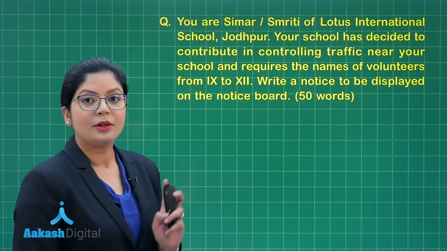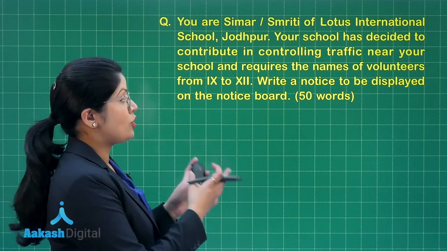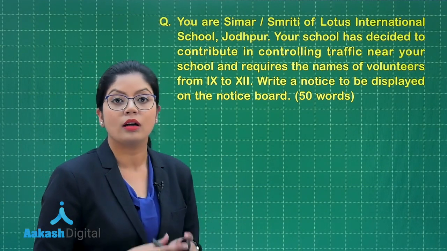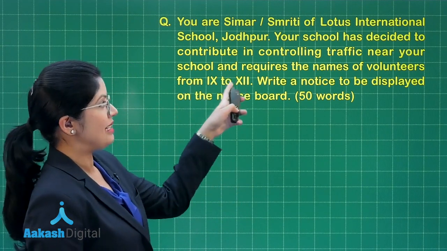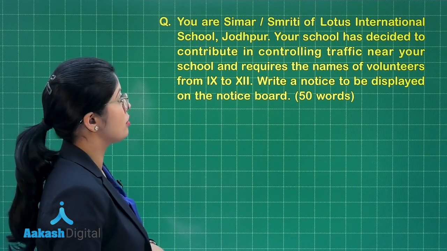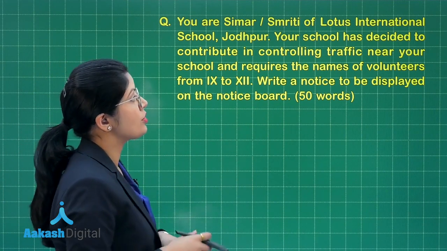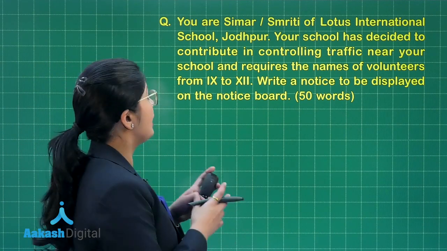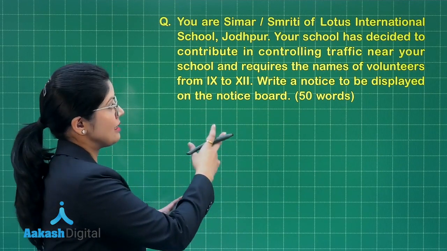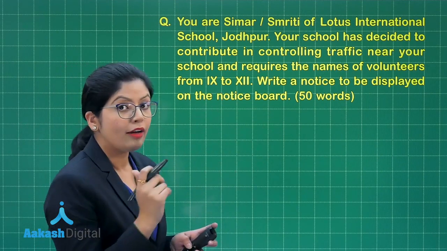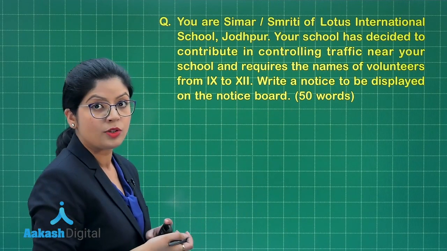Now, we've picked up a question from this year's sample paper provided by CBSE. The question is from a 4-marker writing section. Look at the question. You are Simar/Smriti of Lotus International School, Jodhpur. Your school has decided to contribute in controlling traffic near your school and requires the names of volunteers from class 9th to 12th. You have to write a notice to be displayed on the notice board.